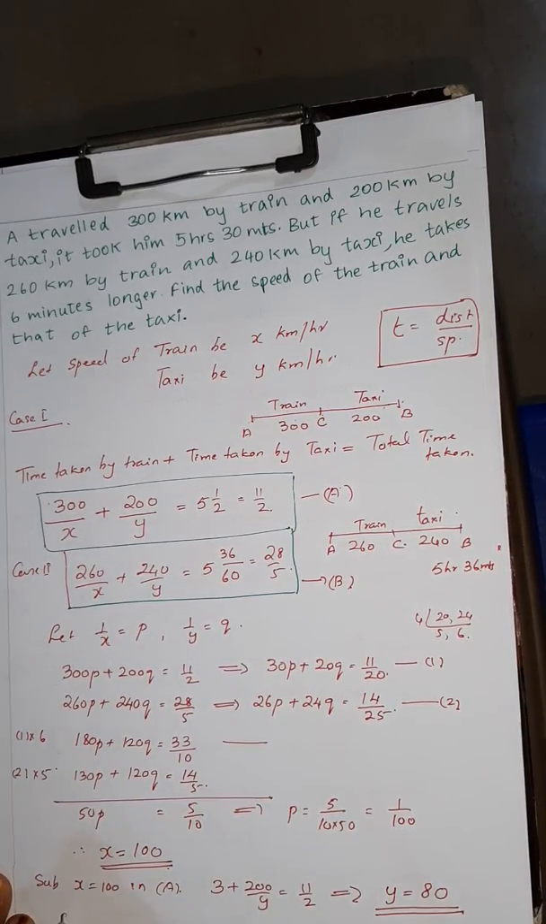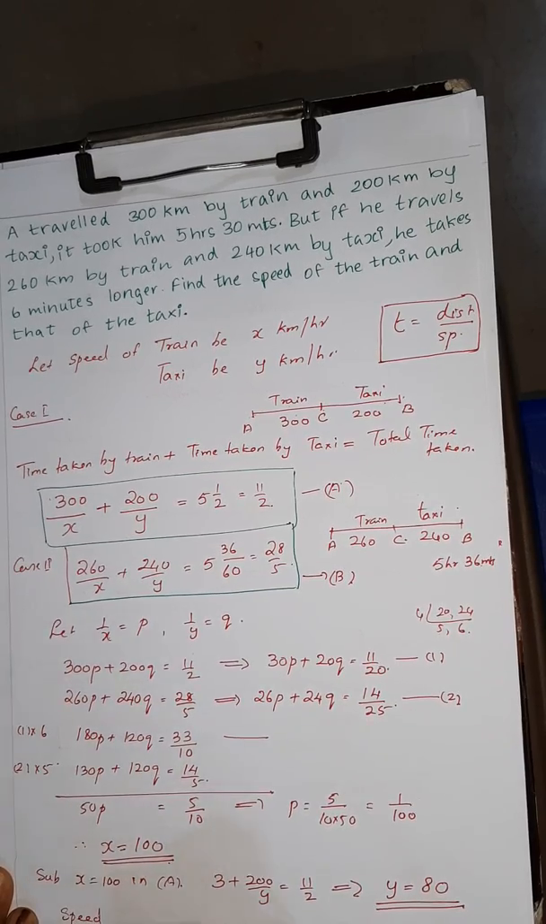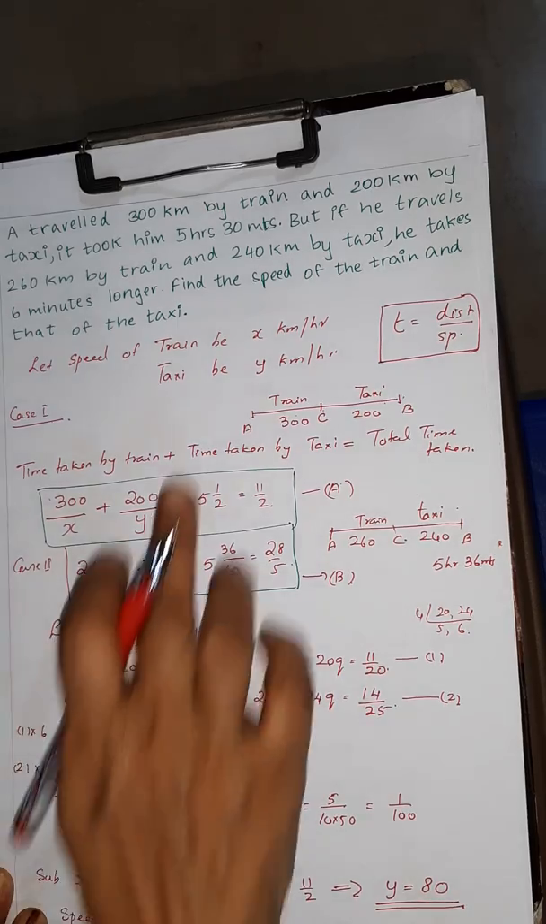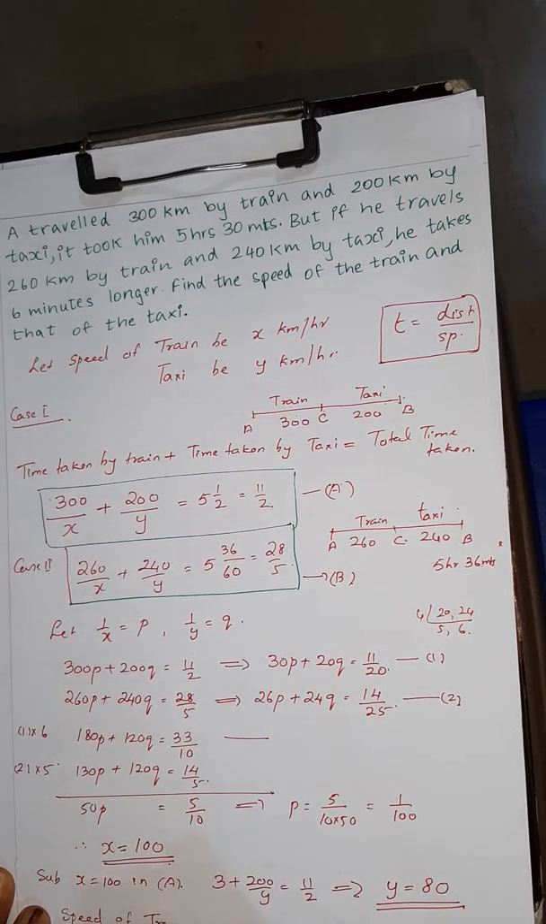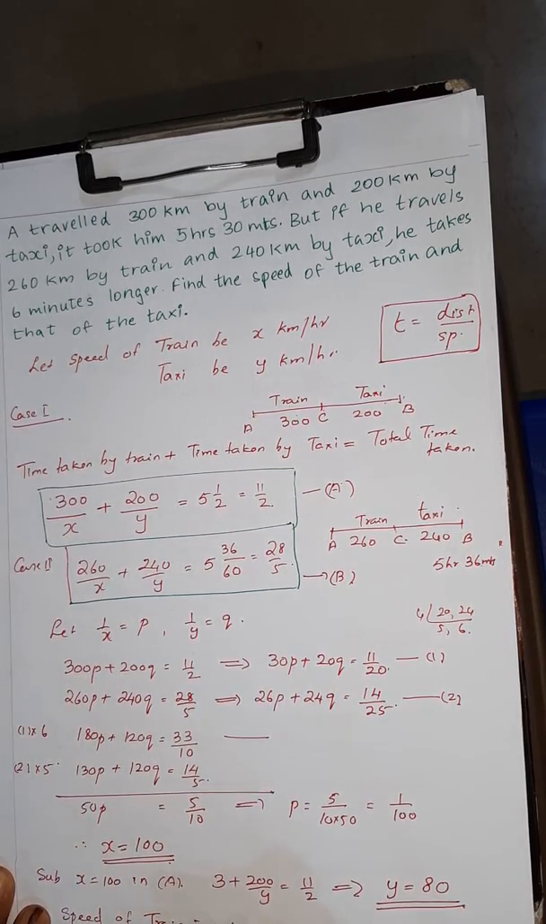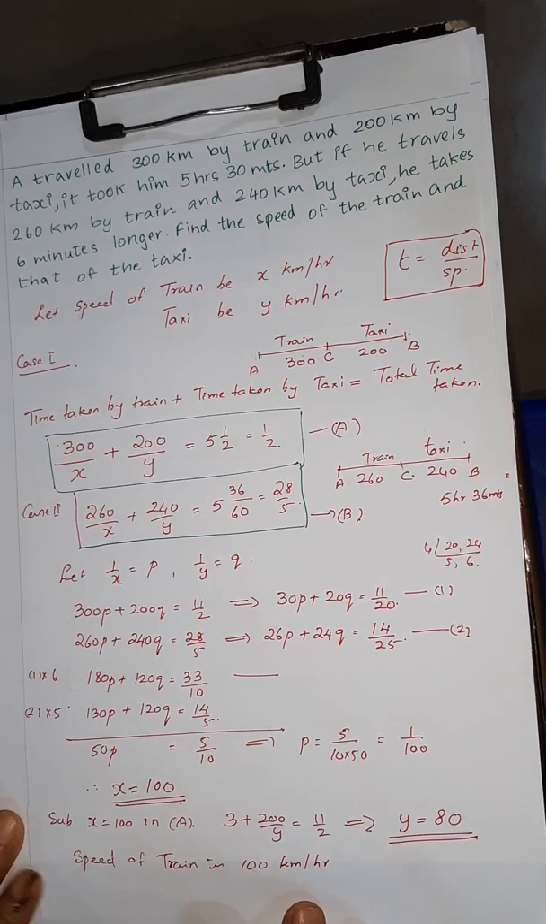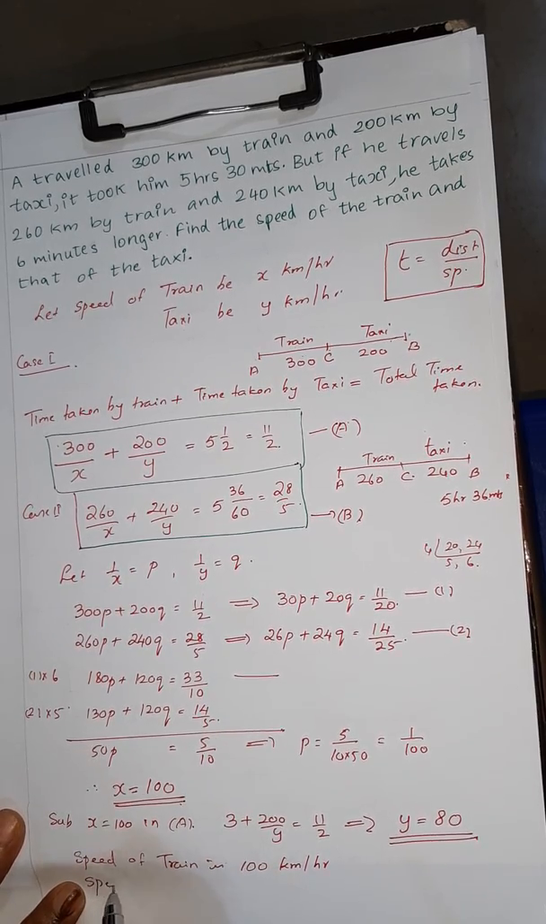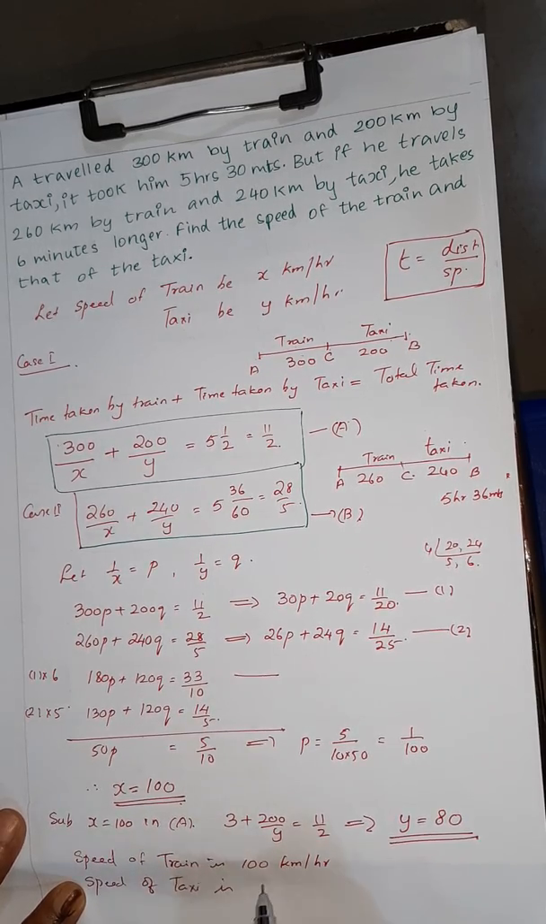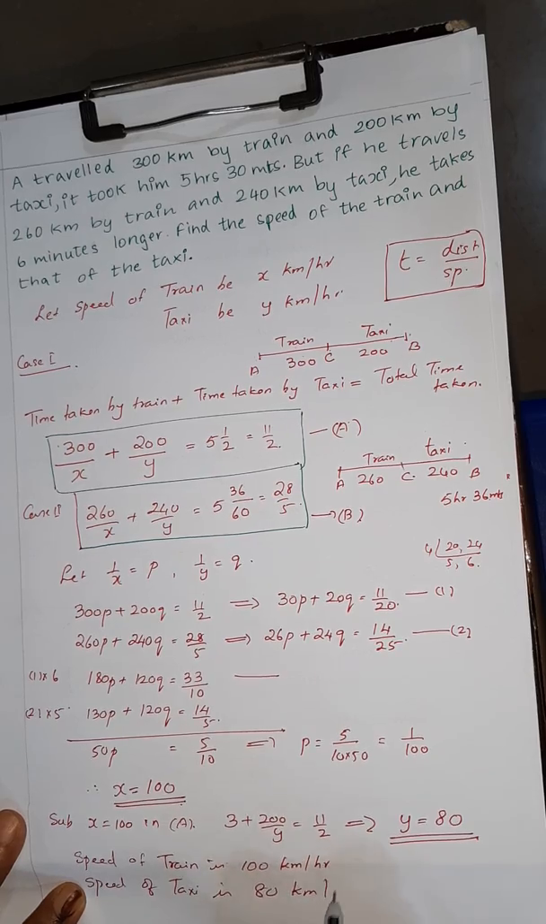So, the speed of the train is 100 kilometers per hour, and the speed of taxi is 80 kilometers per hour.